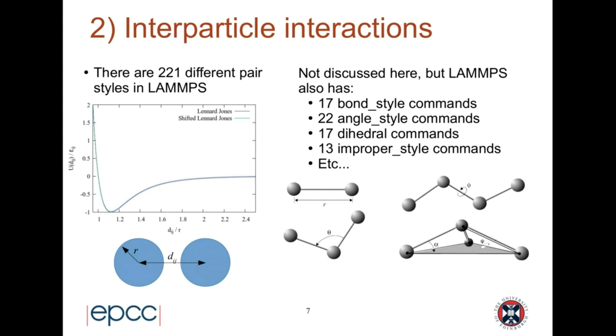LAMMPS has, I checked this, 221 different pair styles. We're talking Lennard-Jones here, but there are a ton of other pair styles you could go for instead. You can, again, find them all in the LAMMPS manual, of which I've definitely put a link in these slides.